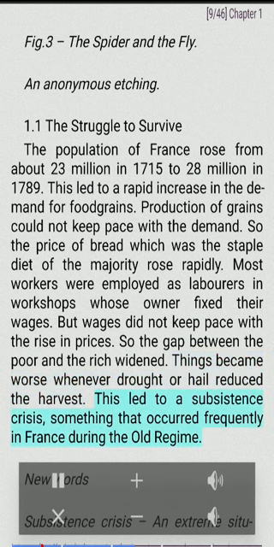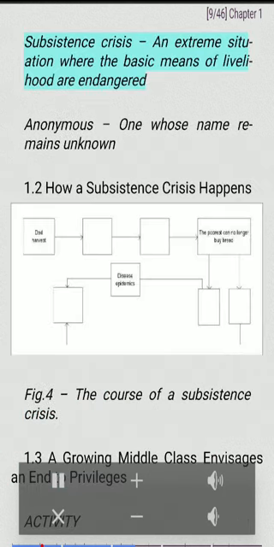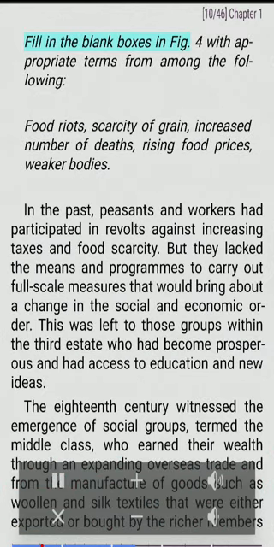So the gap between the poor and the rich widened. Things became worse whenever drought or hail reduced the harvest. This led to a subsistence crisis, something that occurred frequently in France during the Old Regime. New words. Subsistence crisis, an extreme situation where the basic means of livelihood are endangered. Anonymous, one whose name remains unknown. 1. 2. How a subsistence crisis happens. Fig. 4. The course of a subsistence crisis.